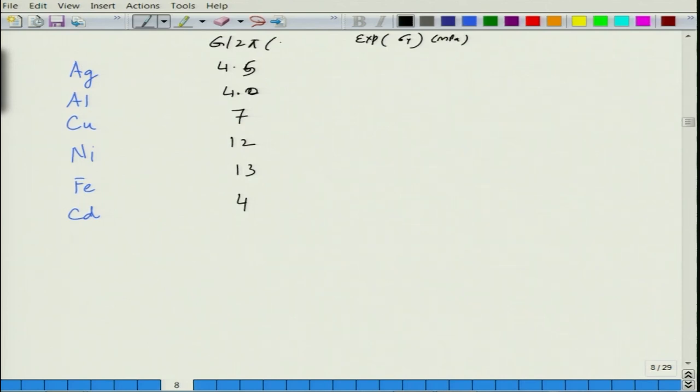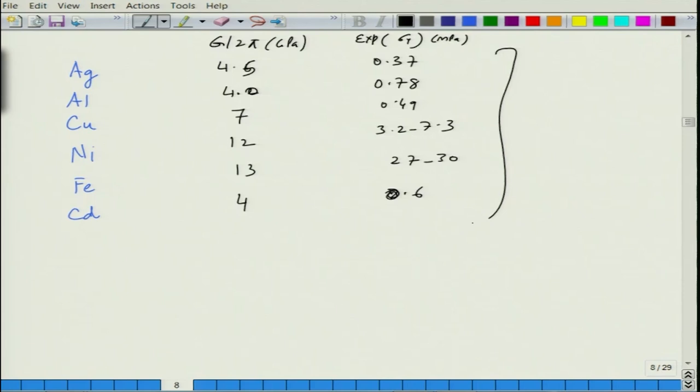So this is in GPa, this is in MPa, and these values are 0.37, 0.78, 0.49, this is 3.2 to 7.3, this is about 27 to 30, and this is about 70.6. All right, so you can see there is a huge discrepancy, and this huge discrepancy of a few orders of magnitude is because of the presence of what we call defects.